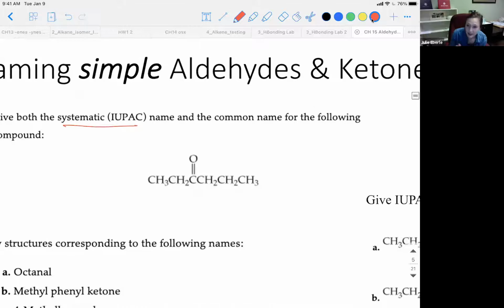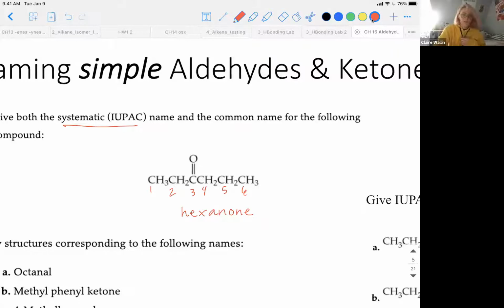So if we do that, you've got to start at the end nearest the carbonyl carbon, right? So you can't start numbering from the right side. You have to start numbering from the left side. 1, 2, 3, 4, 5, 6. So hexane is our parent name here, but we know we have a ketone. All you do is take the E off. So literally spell out the whole word, but just remove the E and then add O-N-E. And then what do I need to put out front? A 3. 3-hexanone.